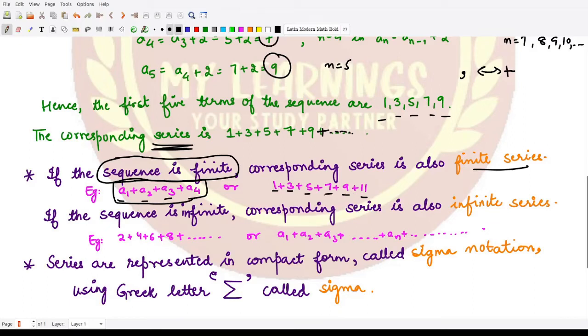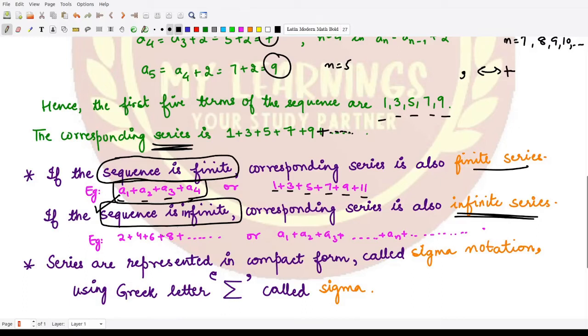Another example is we may have 1 plus 3 plus 5 plus 7 plus 9 plus 11. This is also finite because it has how many terms? 6 terms within it. And moreover, if our given sequence is infinite, then the series which is created from this particular sequence is also infinite. So when is a sequence infinite? Whenever it contains an infinite number of elements within it.